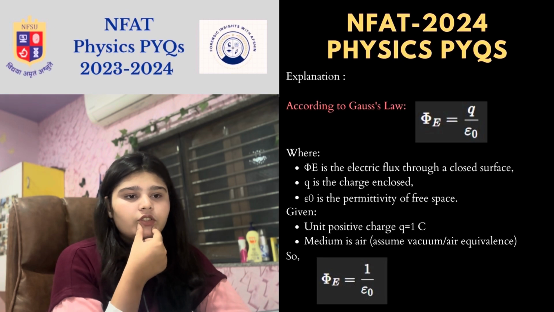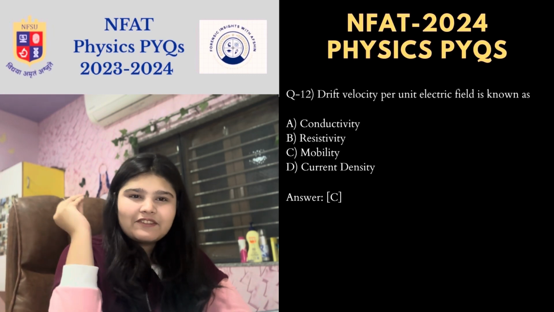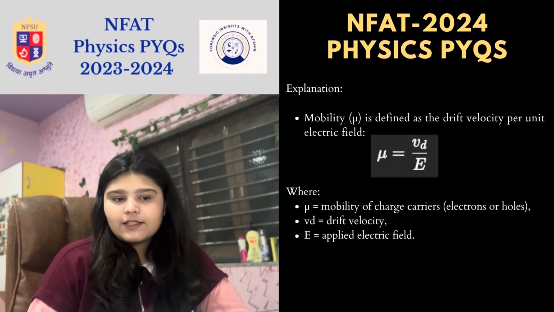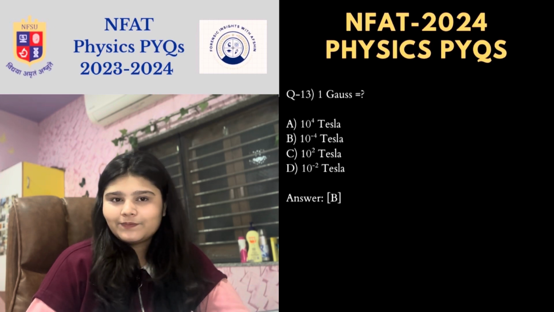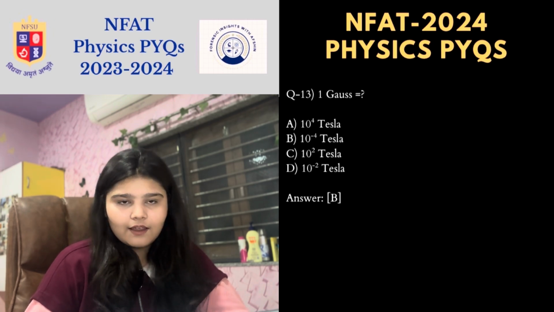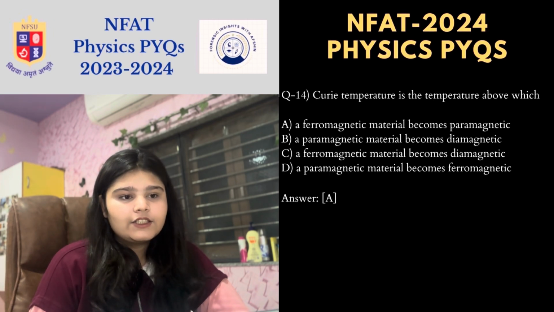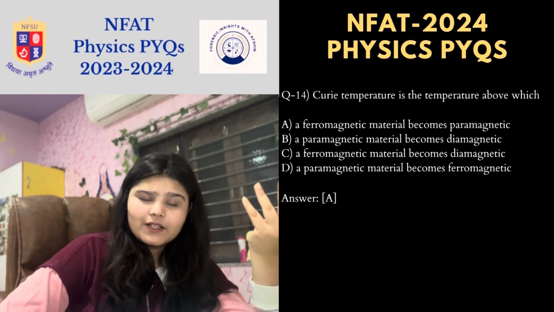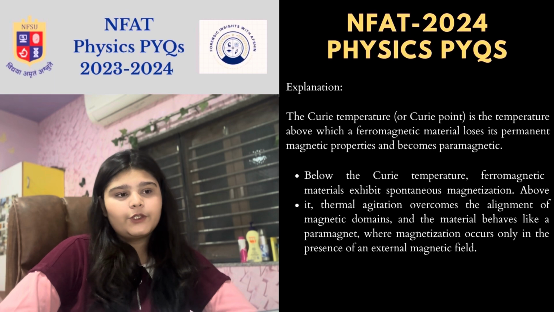Now next question. Drift velocity per unit electric field is known as. They are asking the definition of mobility, okay fine. So the answer is mobility. Next question: 1 gauss is equal to what? Why didn't these questions come in NFAT 2023? 10⁻⁴ tesla, easy. Next, Curie temperature is the temperature above which a ferromagnetic material becomes paramagnetic. These questions are easy, it was not that hard for NFAT 2024 physics.